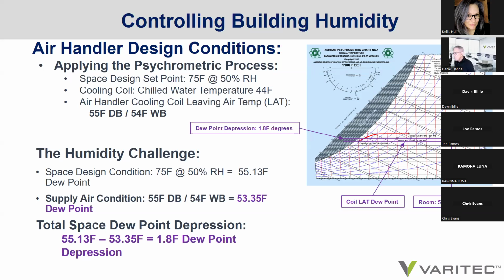And that used to work fine in Phoenix, Arizona 20 and 30 years ago because we had to use a lot of air to hit our 115 degree design condition, and energy was cheap. We just pushed a lot of air through the building to do that, which at a 1.8 degree dew point depression, you can get under the limbo bar of tolerance.